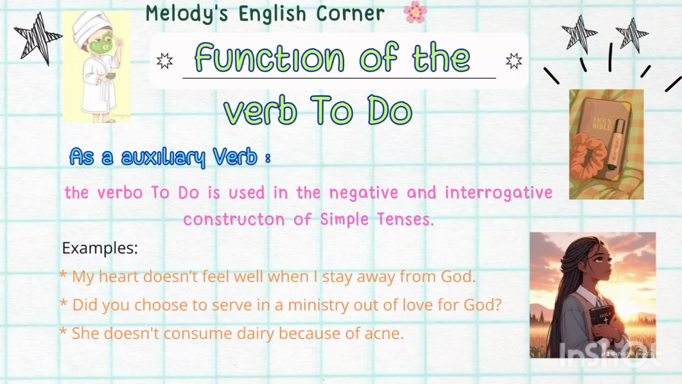For example, my hair doesn't feel well when I stay away from God. Doesn't is an auxiliary verb. Feel is a main verb. Did you choose to serve in a ministry out of love for God? Choose is a main verb. Did is an auxiliary verb. She doesn't consume dairy because of acne. Doesn't is an auxiliary verb. Consume is a main verb.